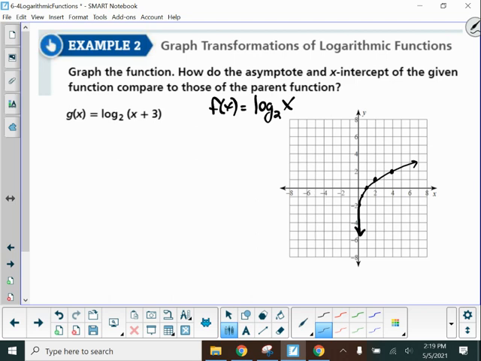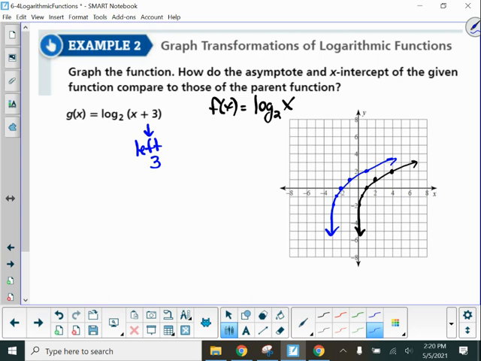This one has that +3. So this is the movement just like we had before. Remember, we had the h and the k. So this is actually moving my graph to the left 3. I'm going to take all my points and shift them, so everything is moving to the left 3.